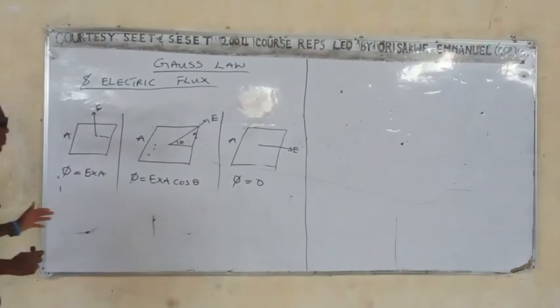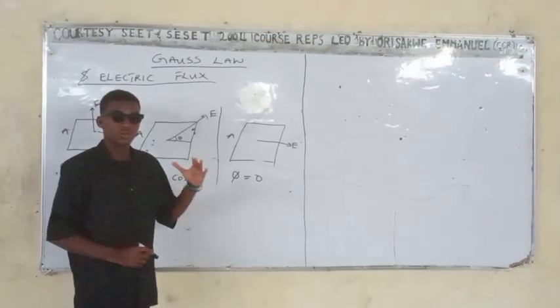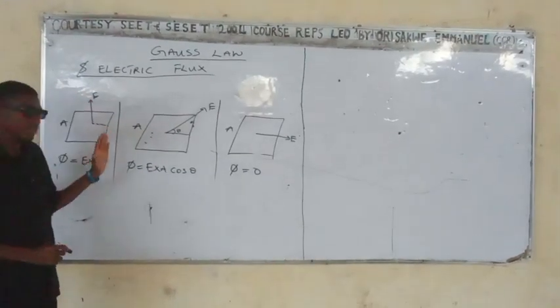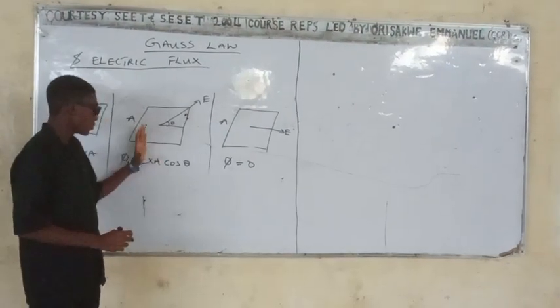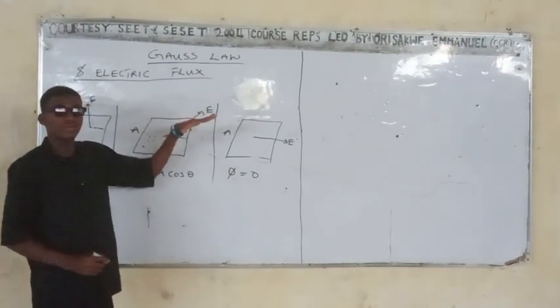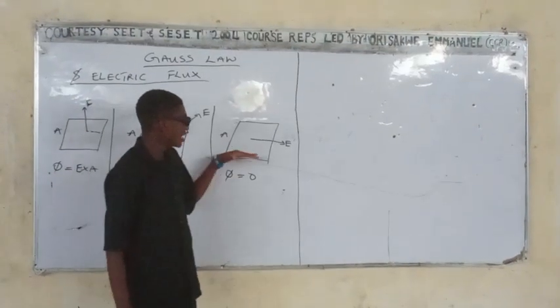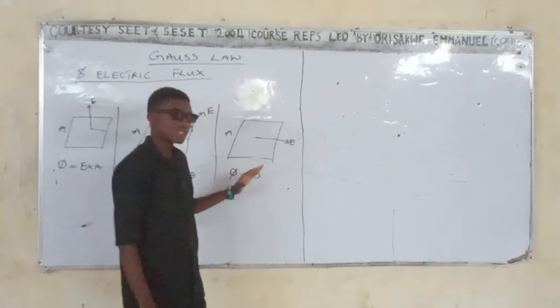These three formulas are very, very important for your electric flux. Ensure you master them. For the first one, electric field acting perpendicular, the electric flux is E times A. The second one, electric field acting at an angle, electric flux is E times A cos theta. And lastly, electric field acting horizontally, the electric flux is 0.